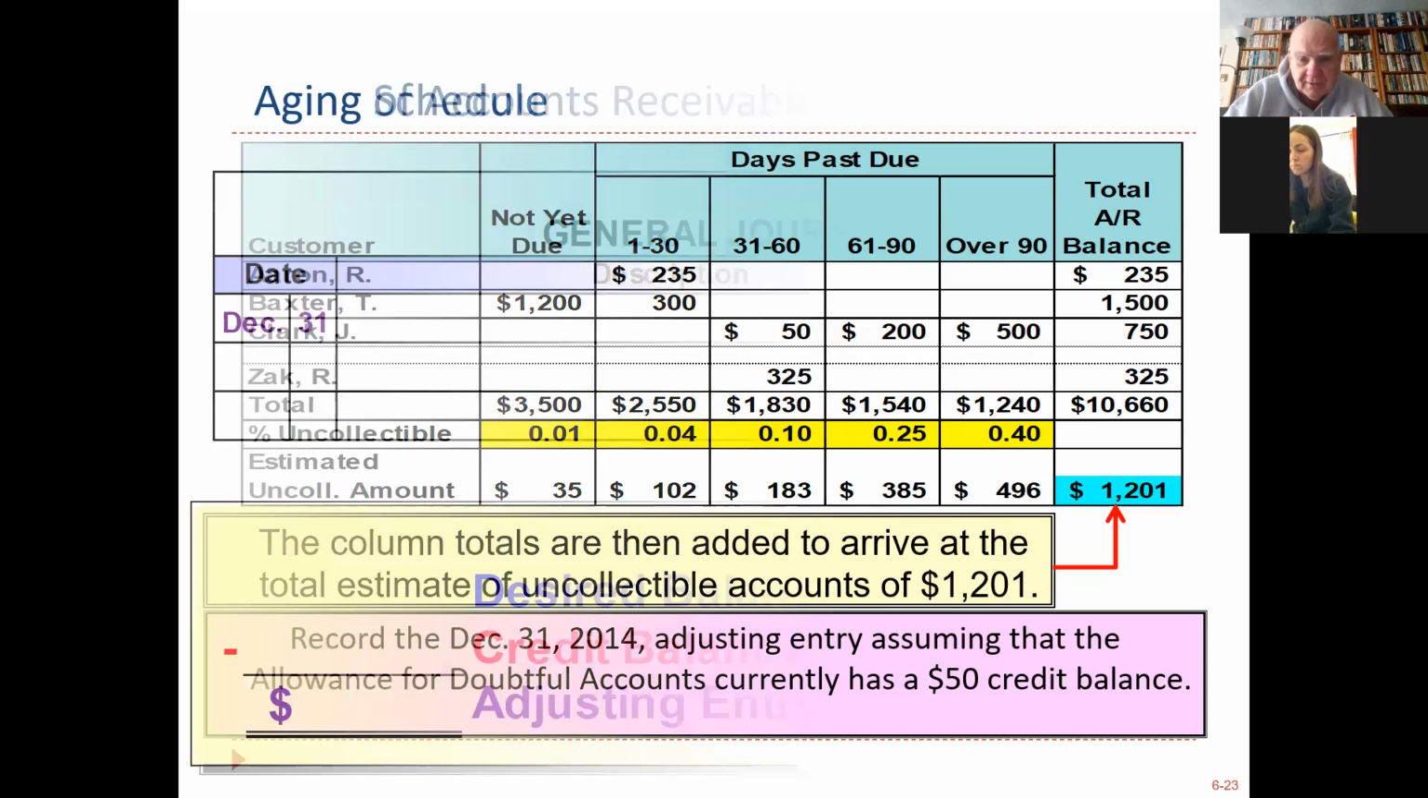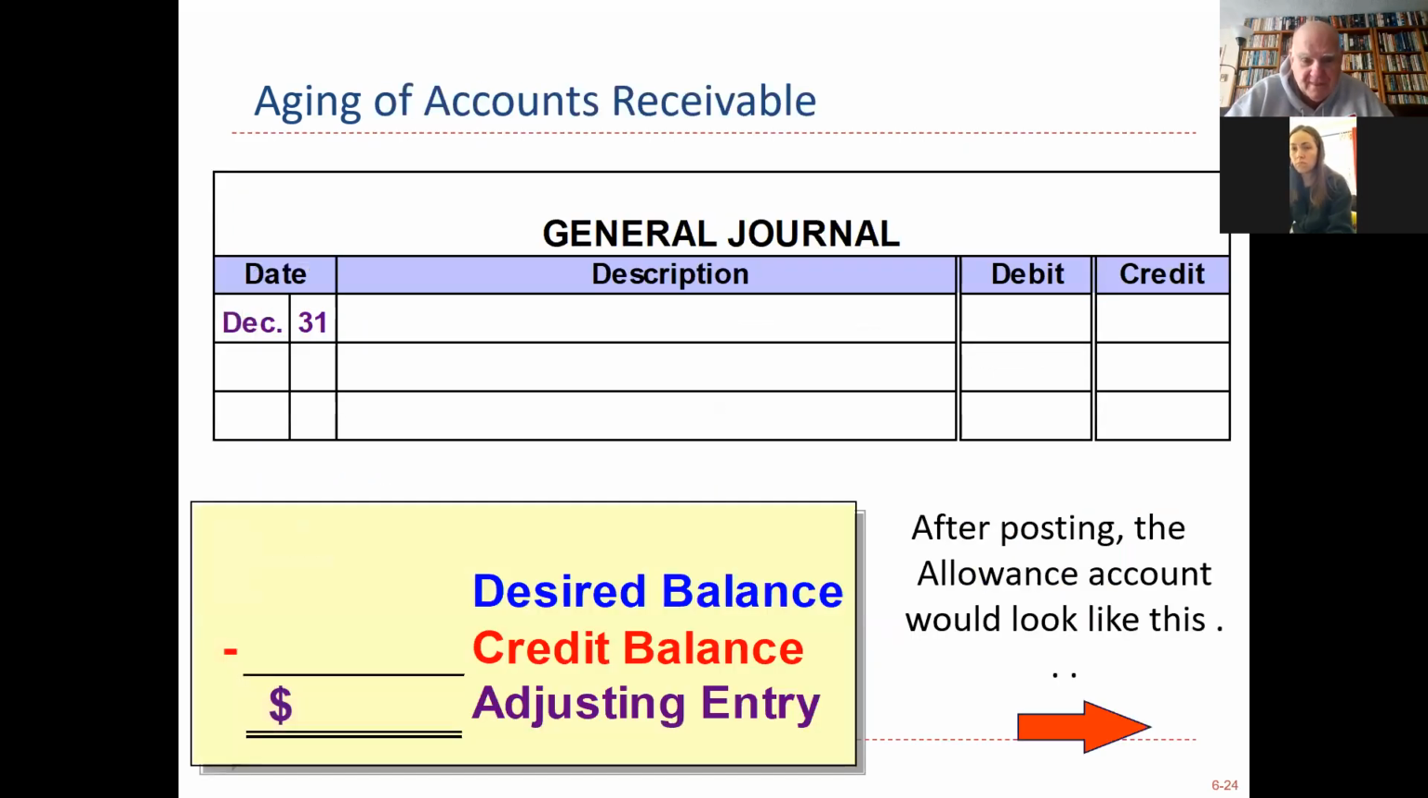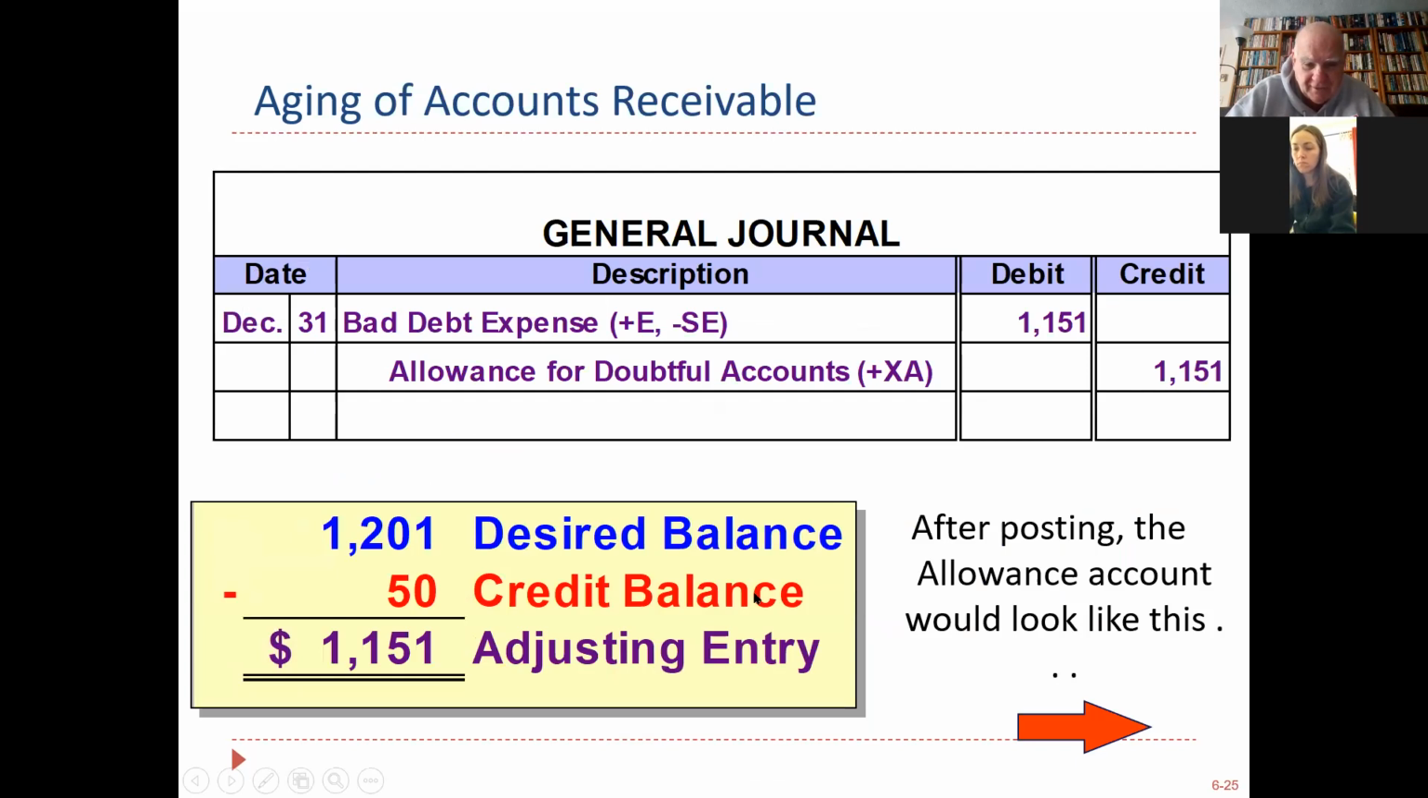So here they're telling you that this account already had a credit balance of 50. We want to bump it up to 1201 based on our aging, and there's your journal entry. Okay, just do a few more of these and it should click. Just concentrate on what the journal entry is: bad debt expense, credit the allowance.